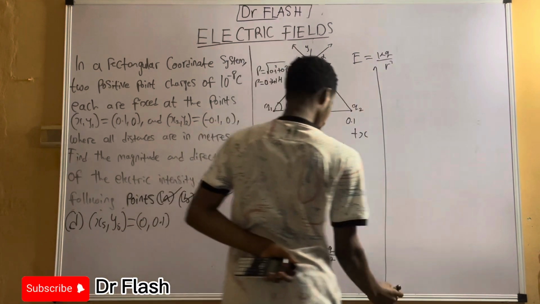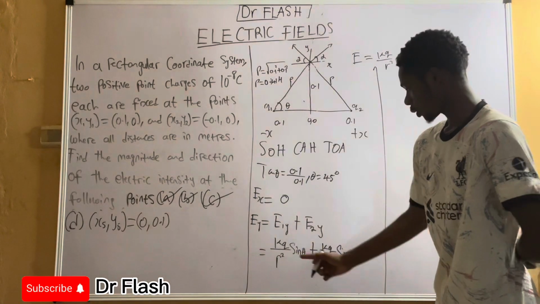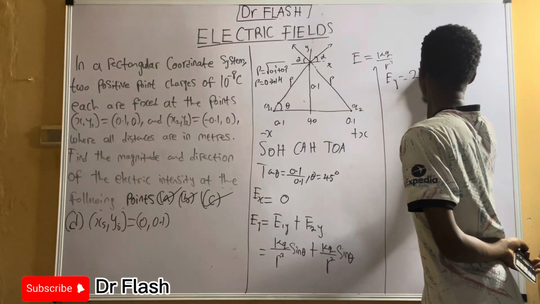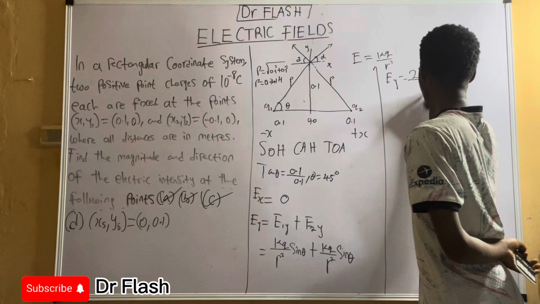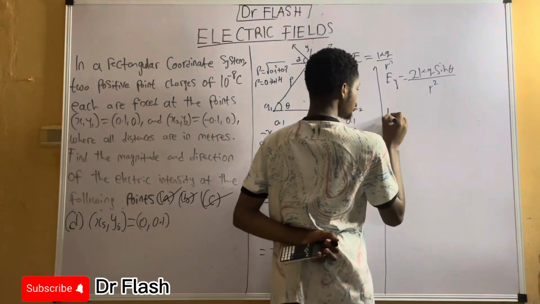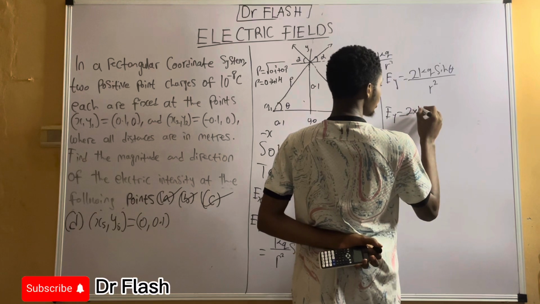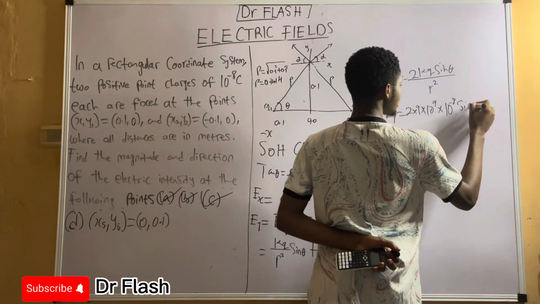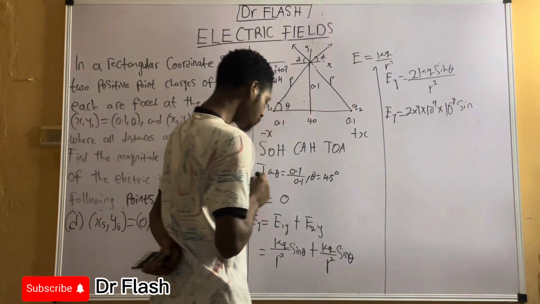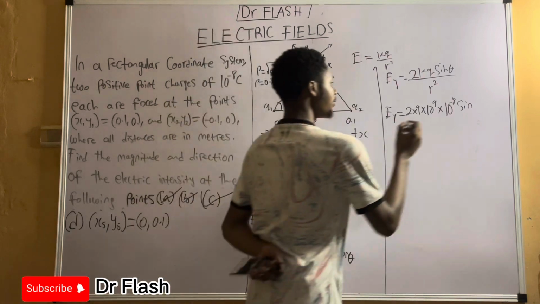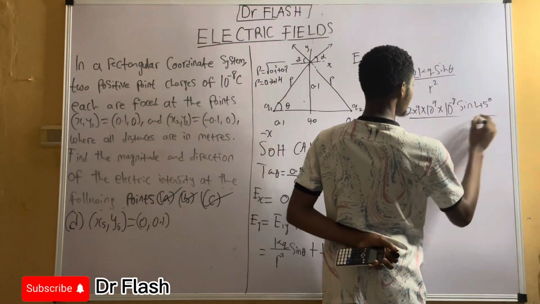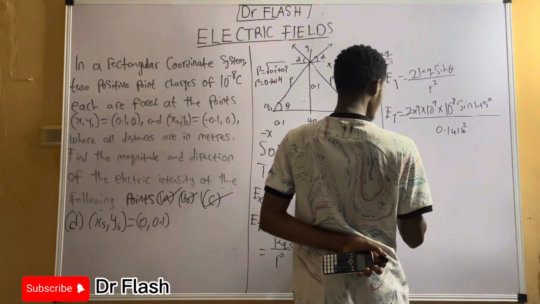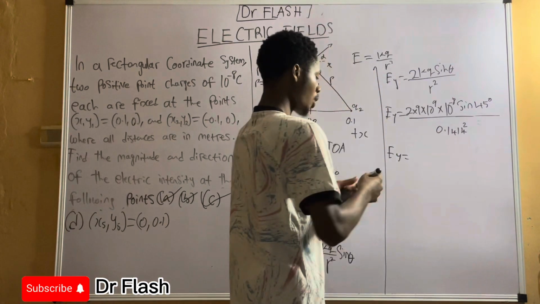When you sum this, you have twice one of them. So EY will be equal to 2 times KQ sine of theta divided by R squared. From here, we can plug in the values. EY equals 2 times 9 times 10 to the power of 9 times Q, which is 10 to the power of minus 6. Sine of theta in this case, theta is 45 degrees, which we've already solved for, divided by the distance 0.1414 squared.